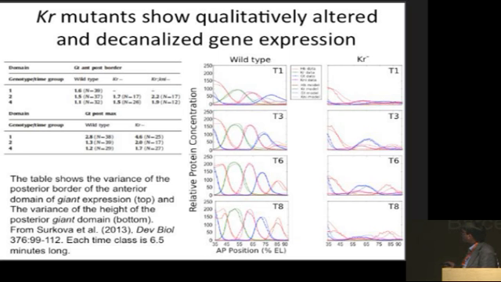What you can see is that the gap gene patterns increase in amplitude over time. They get slightly narrower. In Krüppel minus, they're really severely disturbed.